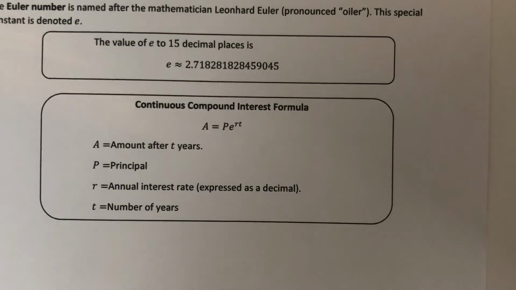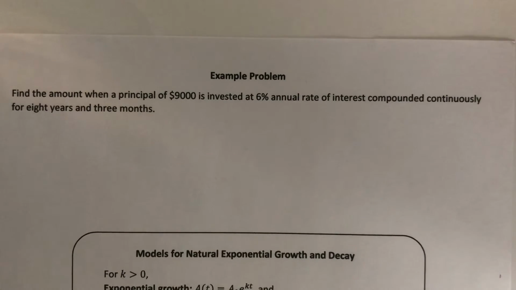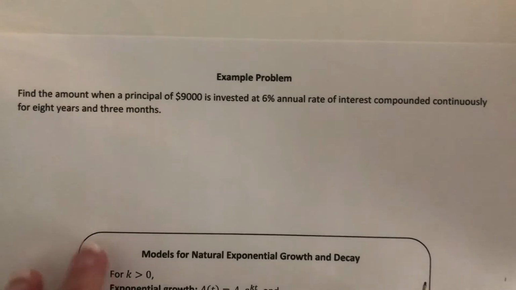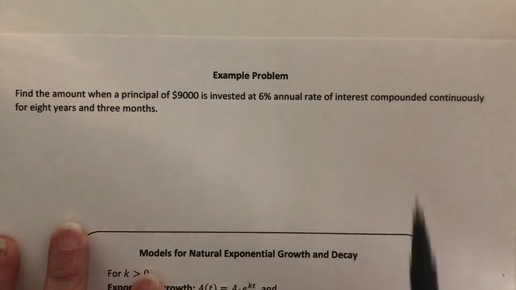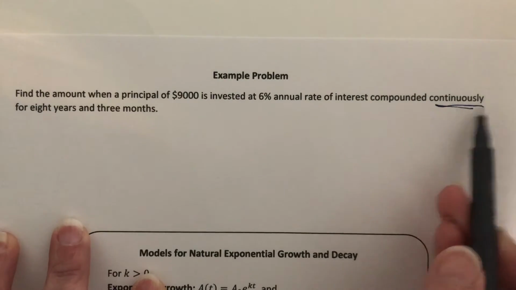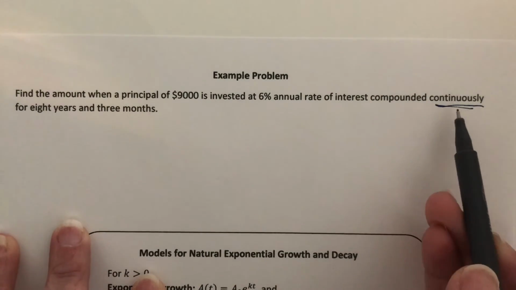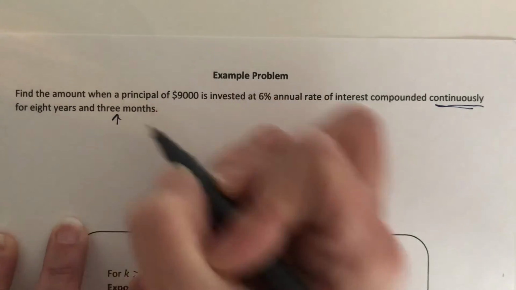Okay, so let's do an example problem. Find the amount, the future value, when you have a principal of $9,000 and it is invested at 6% annual rate, and it's compounded continuously. If you don't see this word, you're not going to be using the formula we just had. For 8 years and 3 months.